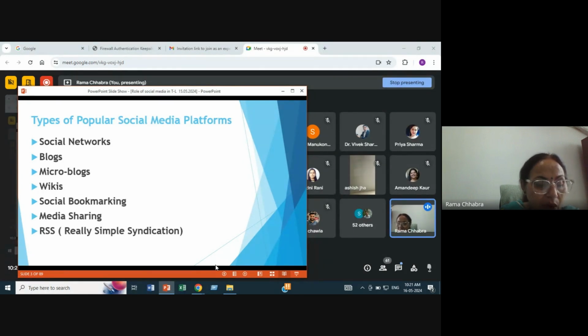So these online communities also provide means for users to interact with each other over the internet, such as email and instant messaging. Some of the most popular social networking sites are Facebook, LinkedIn, MySpace, and there may be many more. The second type of media platform is the blogs.